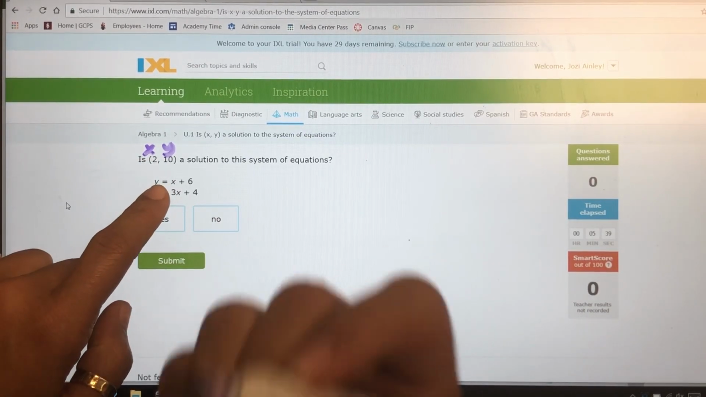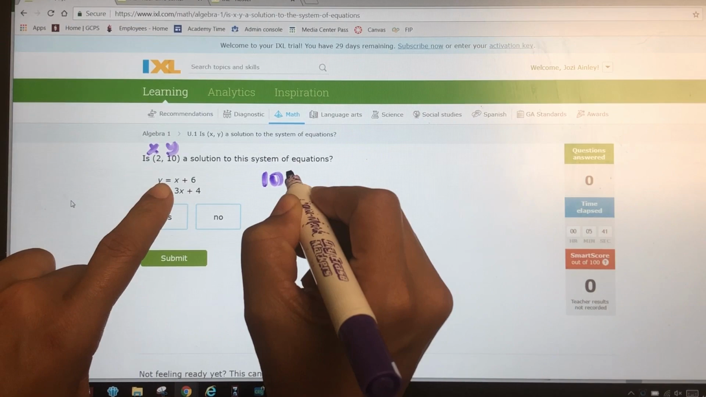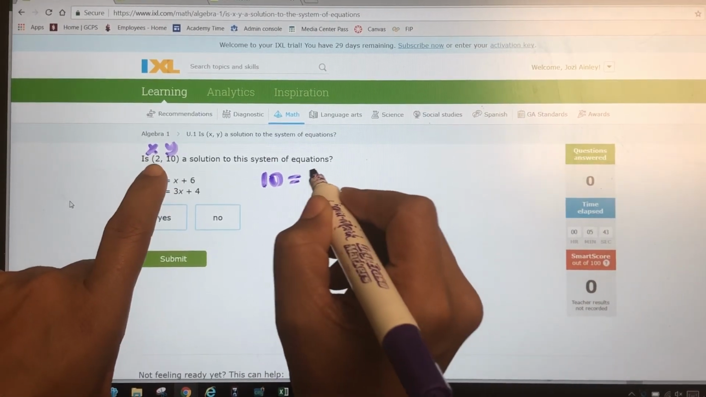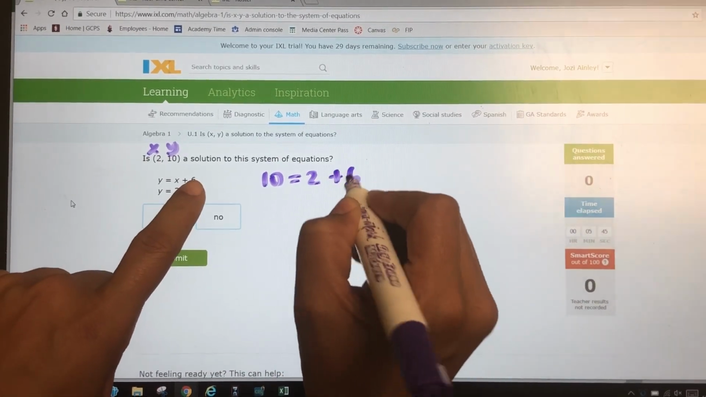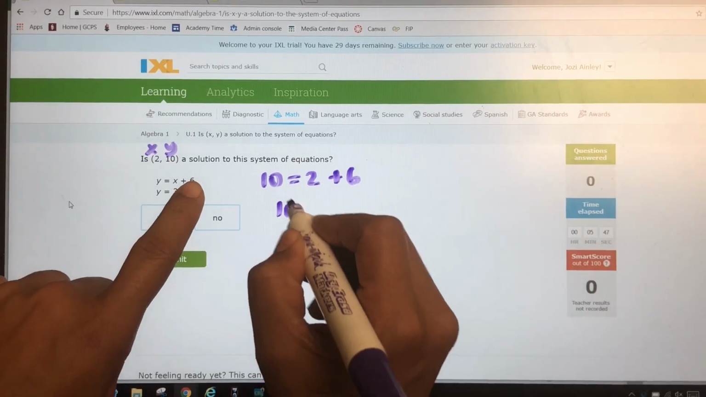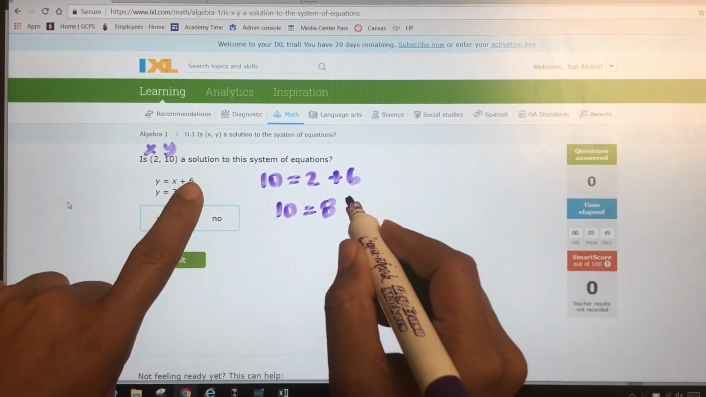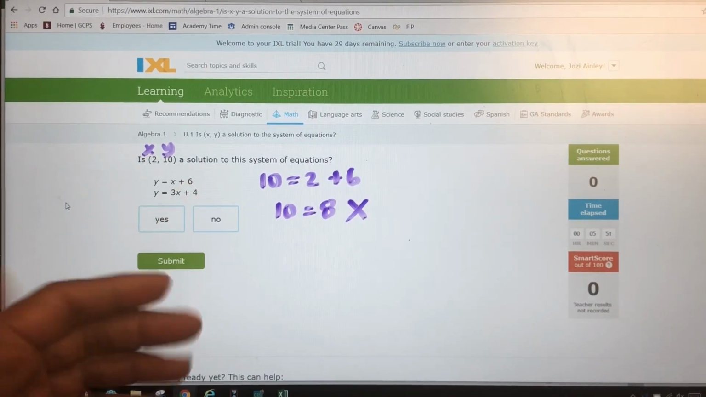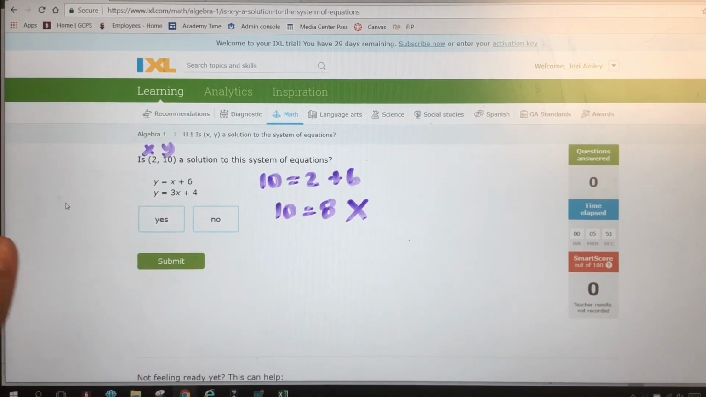So on the first one, I see a Y, so I'm going to put 10 equals an X, which is 2, plus 6. What is 2 plus 6? 2 plus 6 is 8. Is that a solution? No. I don't need to check the second one because once it doesn't work for the first one, it won't work at all. So is that a solution?